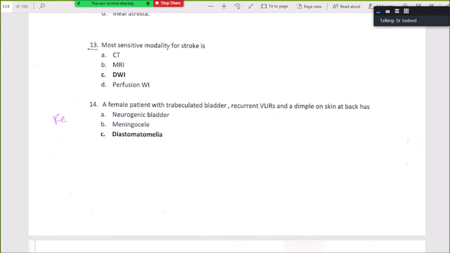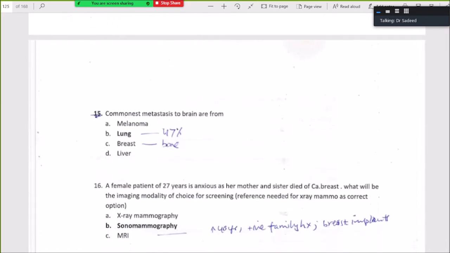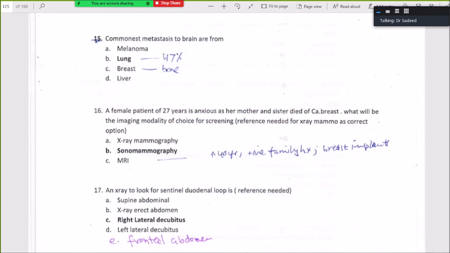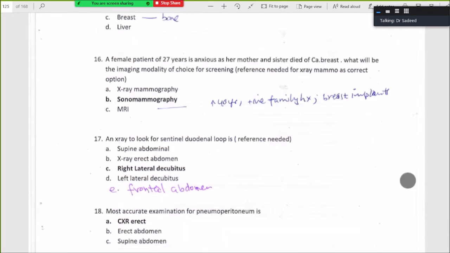14. Female patient with trabeculated bladder or recurrent VURs and dimple on skin of back has diastematomyelia. Question 15. Common metastases to brain are from lung, 47% from lung, and breast cancer metastasis to bone.